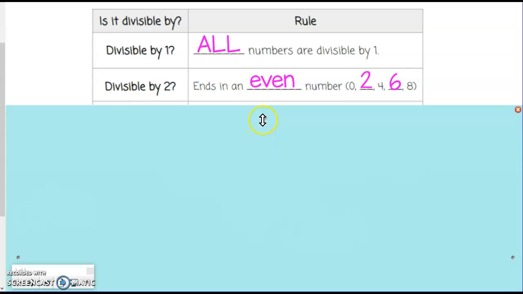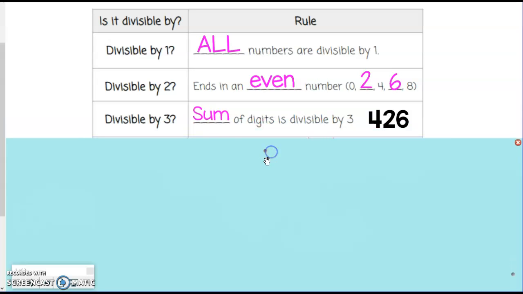So now this one might be new to you. Divisible by 3. That is when you take the sum, so that means you add up all of the digits of the number. If that's divisible by 3, then the original number is divisible by 3. Whoa, I know that's a little hard to understand. So let's try an example. So I've got this number 426. Well, I don't know if it's divisible by 3. It's kind of hard to tell as is. So let's practice the rule.